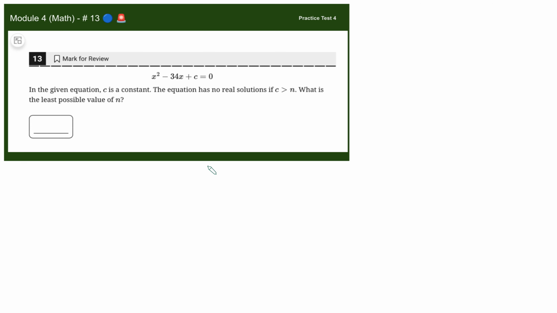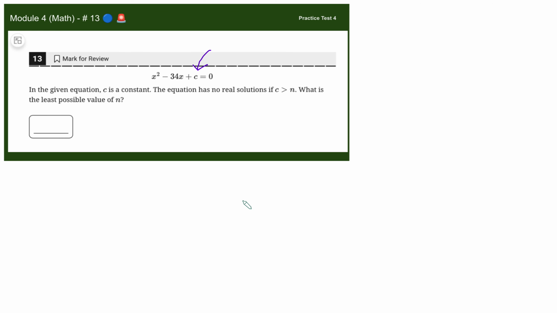Okay, this problem here says x squared minus 34x plus c equals 0. In the given equation, c is a constant, so c represents some unknown real number. The equation has no real solution if c is greater than n. What is the least possible value of n?